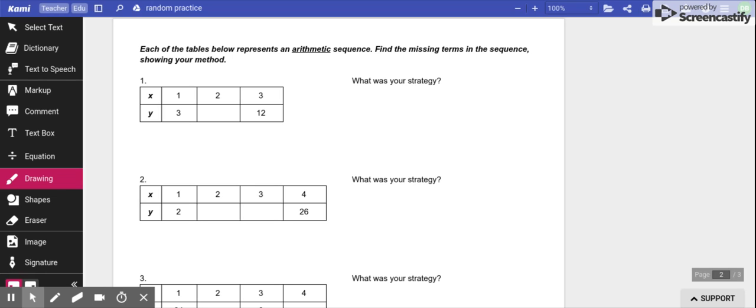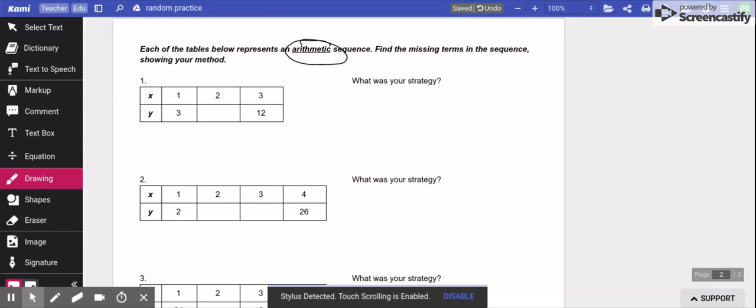We are going to find the missing terms in an arithmetic sequence. So in example 1, you are being told that it is an arithmetic sequence. All right. So I need to get from 3 to 12. And since it's an arithmetic sequence, I know that I'm going to have a common difference. And I know that I'm going to have 2 of them. So some number that I am going to add 2 times to get to 12.